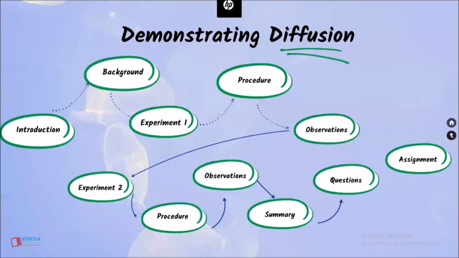We have seen how experiment 1 has been done. We have seen the observations. We have gone to experiment 2, the procedure, the observations, and we have given a summary of the lesson, as well as the possible questions that have been asked in the past KCSE.